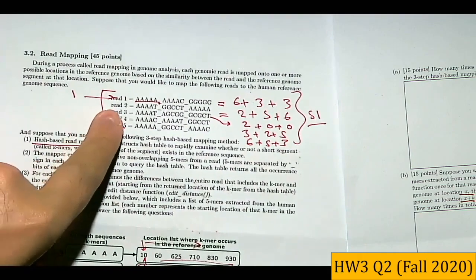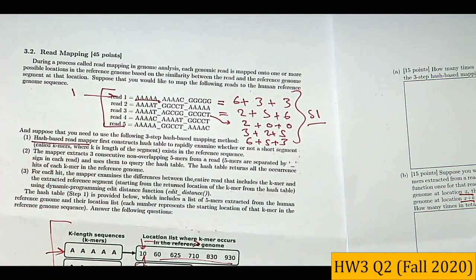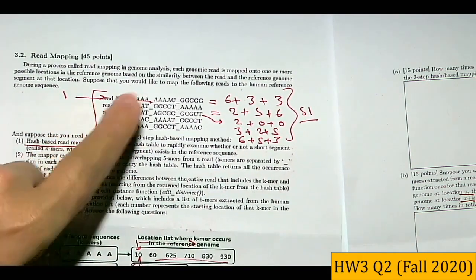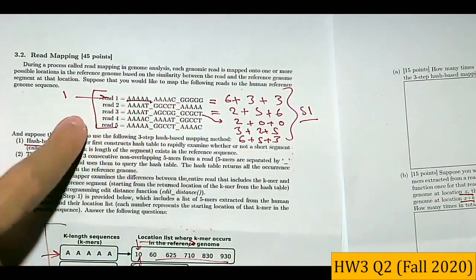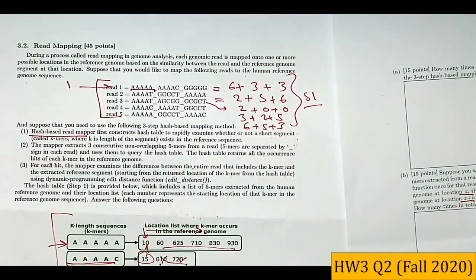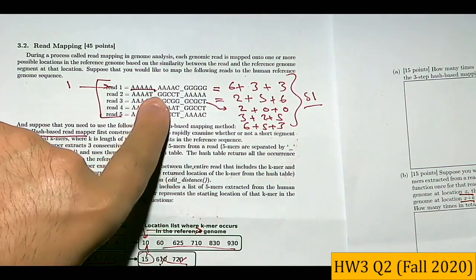Now we do exactly the same thing. Let's repeat for the second read, for example. So we have the 4 A's and a single T, which is here, and we have 2 locations. Now let's go to the second one.